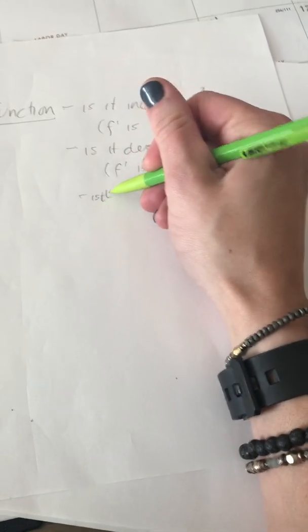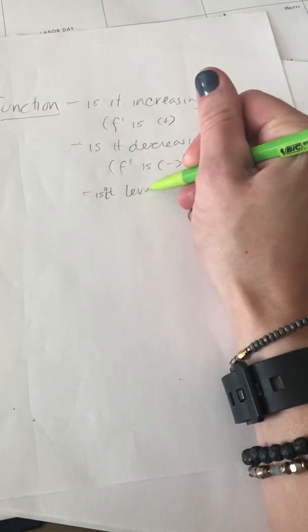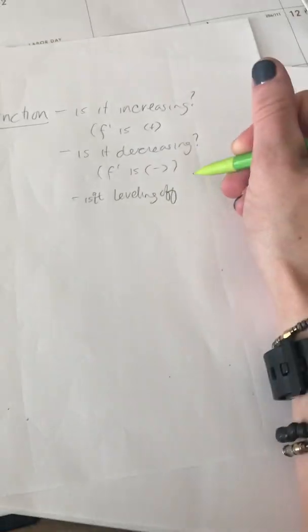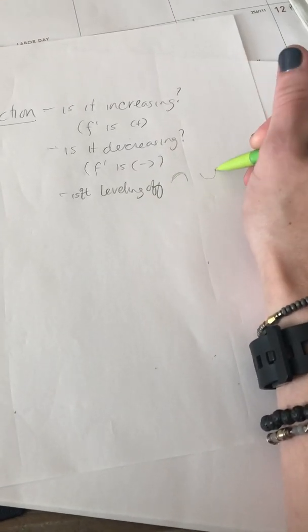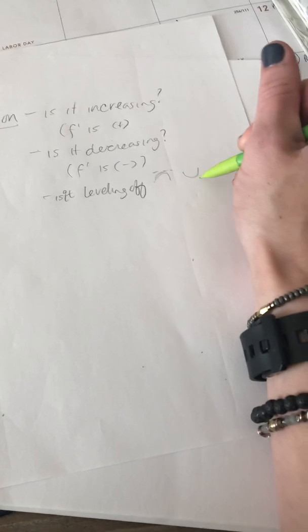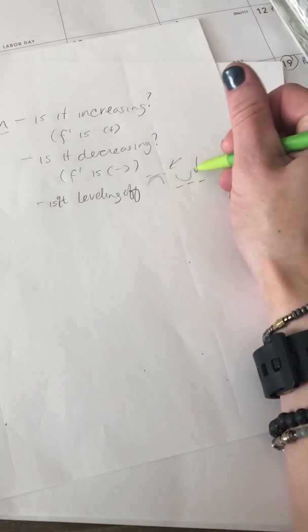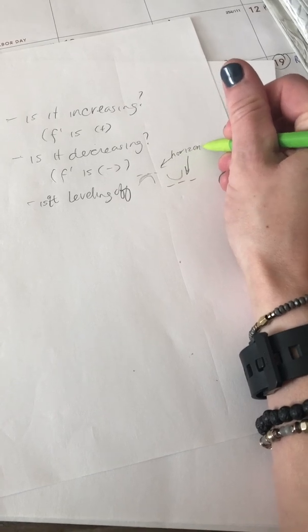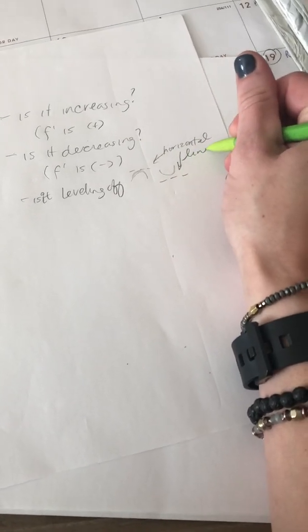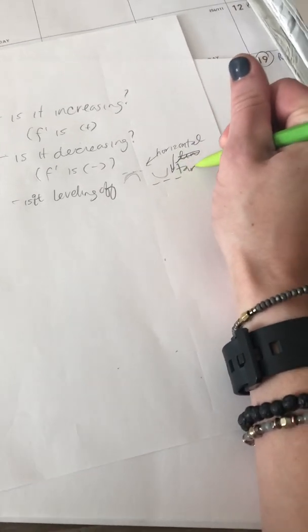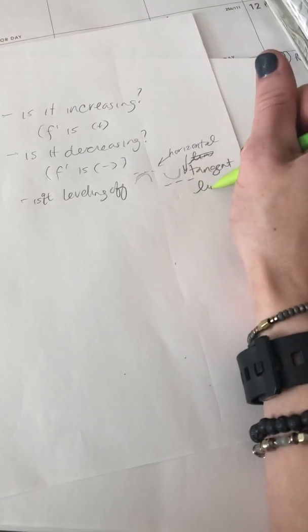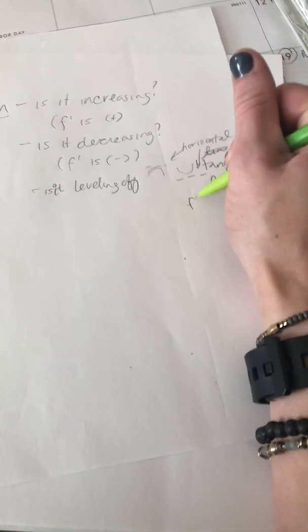Is it leveling off? By leveling off, I mean doing something like this or like this. So where I level, we have horizontal tangent lines. And if I have a horizontal line, my slope is 0. So a horizontal tangent line has a slope of 0.